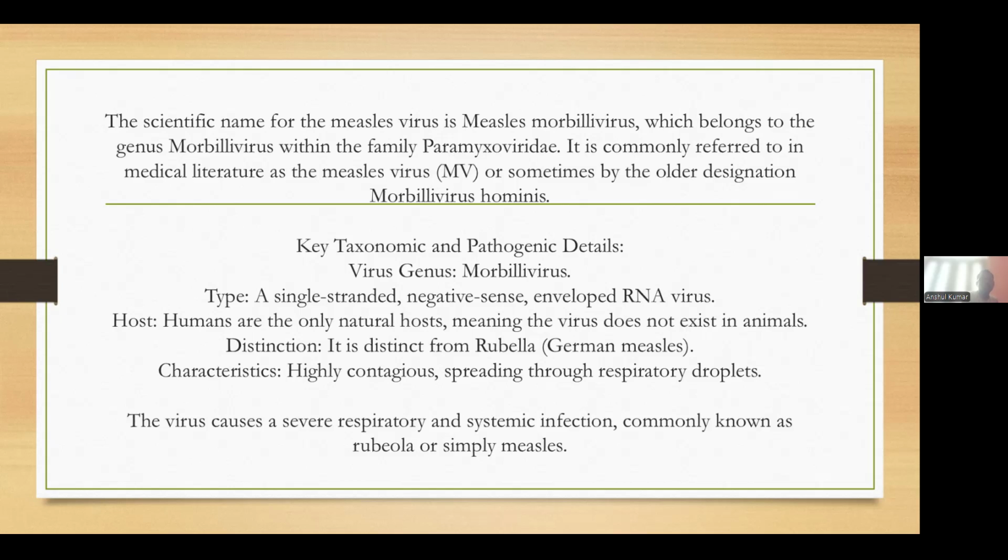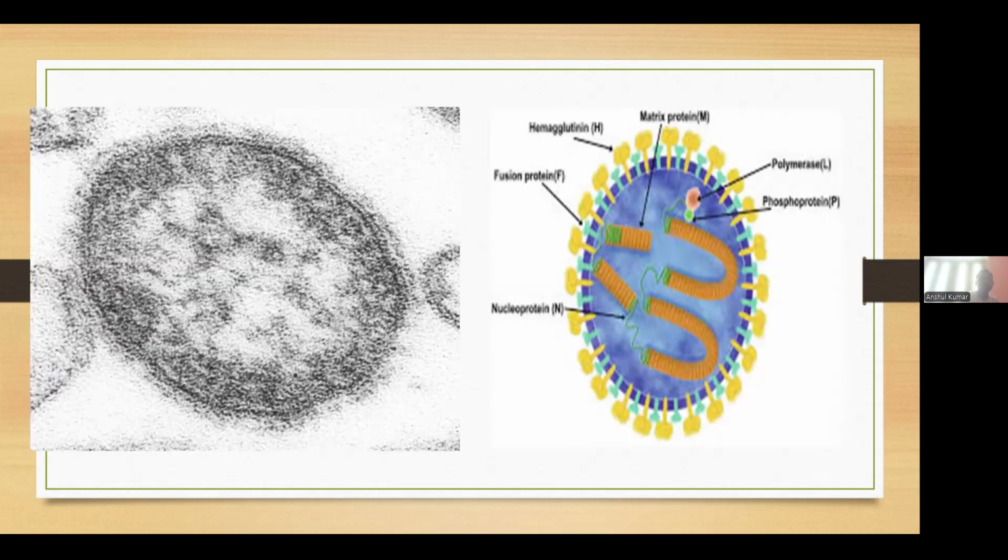It is distinct from, as we usually confuse it with, rubella or German measles, but it is distinct from the rubella virus, and it is called rubeola. So rubella is the German measles, whereas the rubeola virus causes measles, which we are currently discussing. Its characteristic is that it is highly contagious, spreading through respiratory droplets. The virus causes severe respiratory and systemic infection, commonly known as rubeola or simply measles.